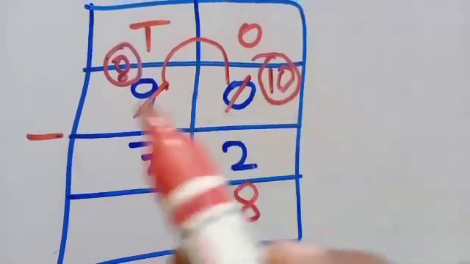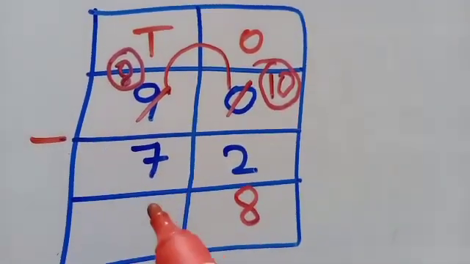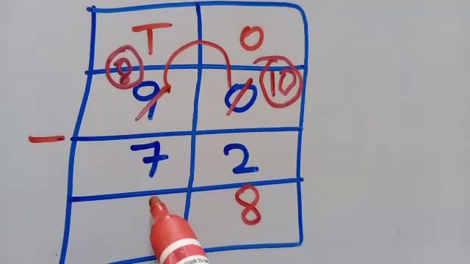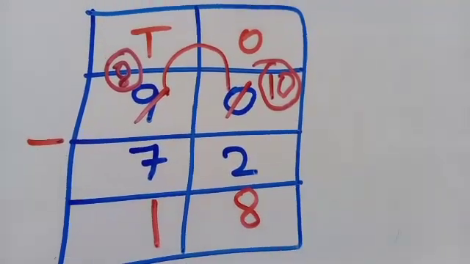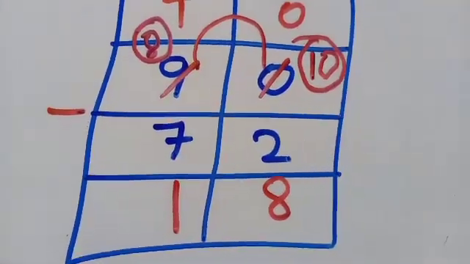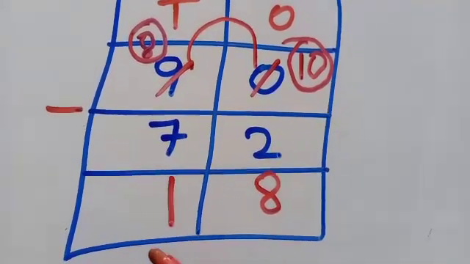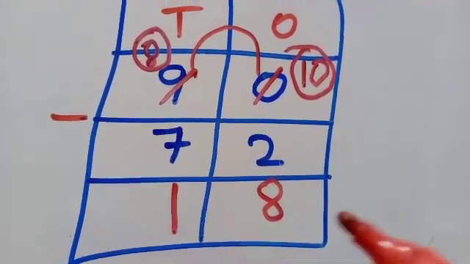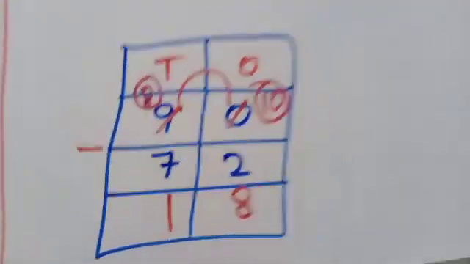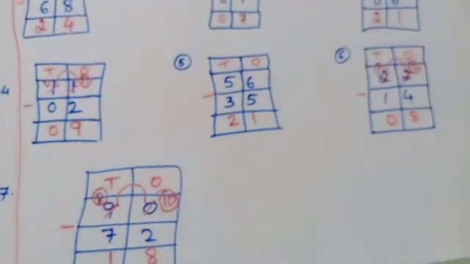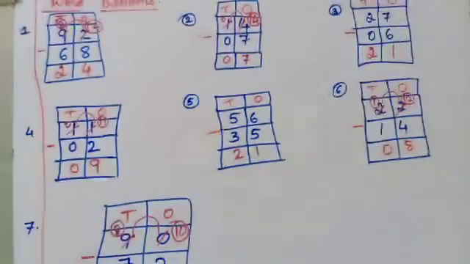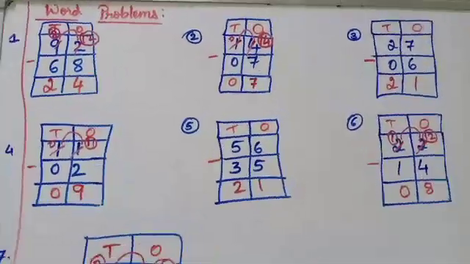8. Now 8 minus 7. So 8 minus 7 is 1. So the answer is 18. So Virat needs 18 runs to make 90. Okay. So here we have completed all the word problems. So here we have completed all 7 word problems.